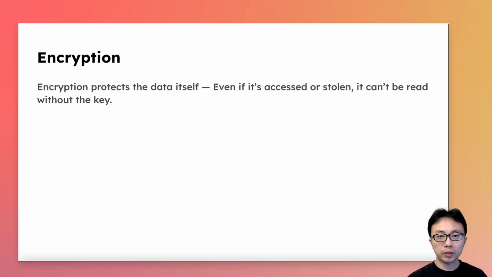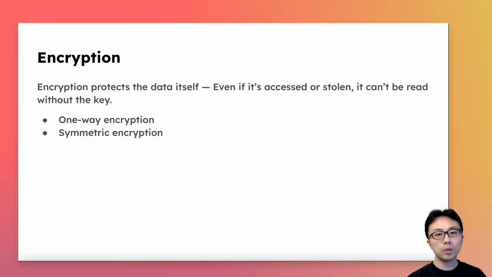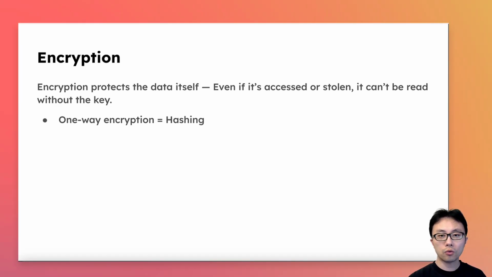Encryption is about protecting data by converting it into a coded format. So if the data is stolen, it can't be read in plain text at all. The 2 most commonly used encryption approaches include one-way encryption and symmetric encryption. We will look at the 2 types of encryptions one after another, starting with the one-way encryption.